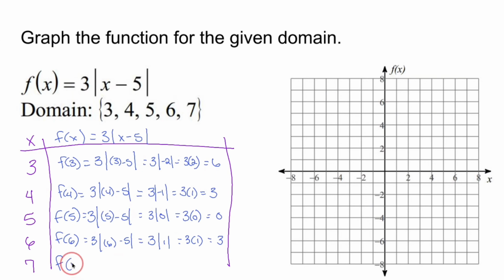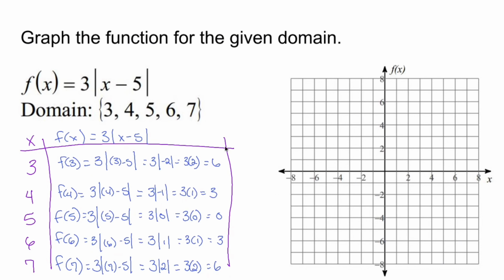That's supposed to happen. F of 7 is going to equal 3 times the absolute value of parentheses 7 minus 5. Close the absolute value. Inside the absolute value, I have 7 minus 5, which is 2. So 3 times the absolute value of 2. The absolute value of positive 2 stays positive 2. So 3 times 2 is 6.